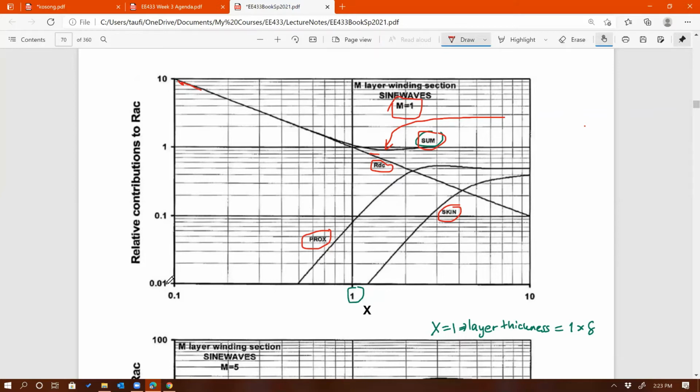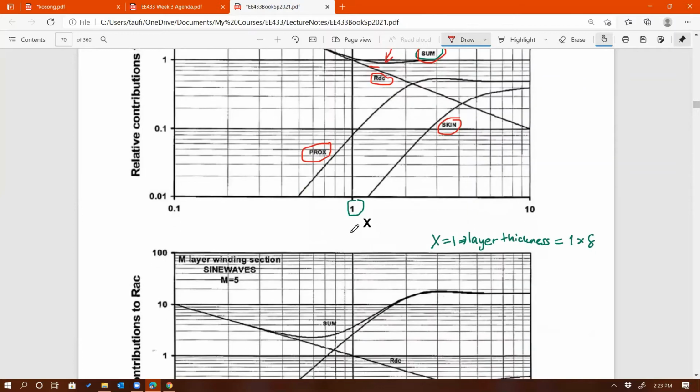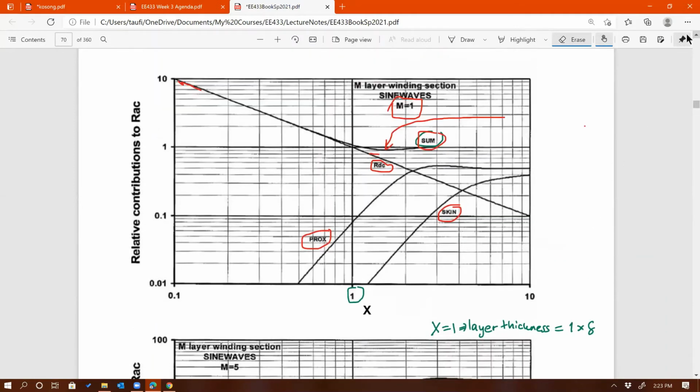But if you want to go from 0.1 to 10, unfortunately, this doesn't cover the entire graph. You're going to have to extend this, and it's going to be linear. You have to extend it. So you have to graph it yourself, basically, until you get the point of which one is going to be the more practical layer thickness that you choose, right? Okay.